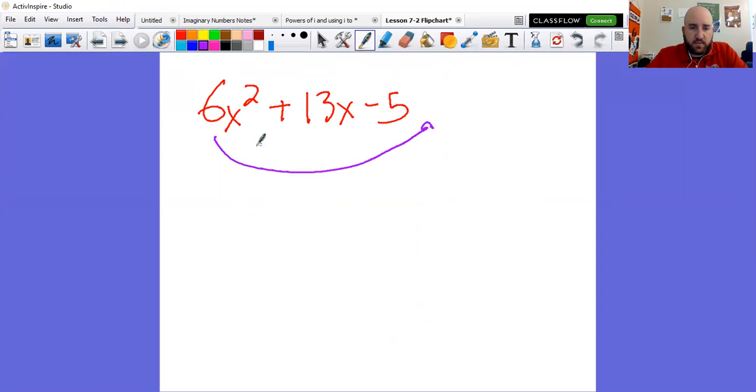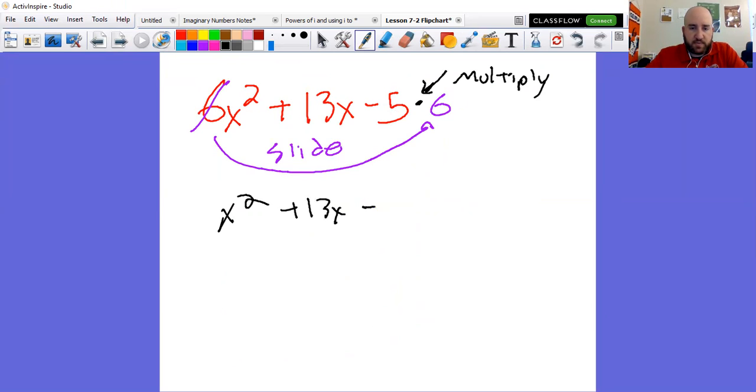All right, so I'm going to slide. I'm going to multiply. So it's going to give me x squared plus 13x minus 30. Again, we saw that a little earlier with the 13 and 30. So again, this might need to be one where you write it out now. So I'm going to say I got to factor, okay? But again, we've already seen 30 a couple times.